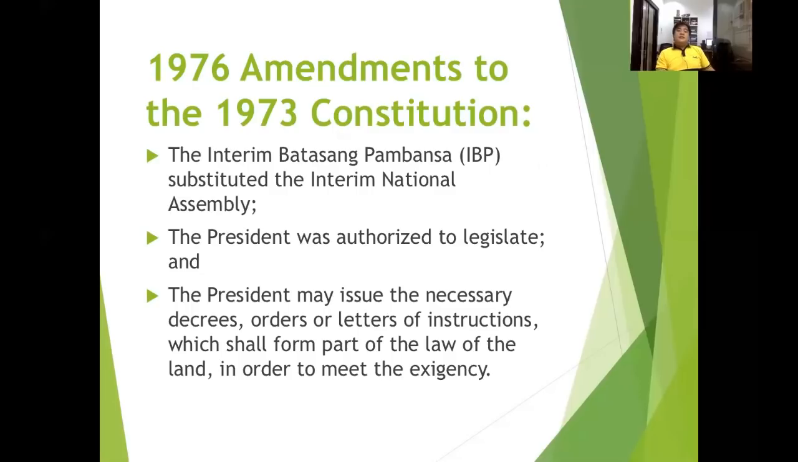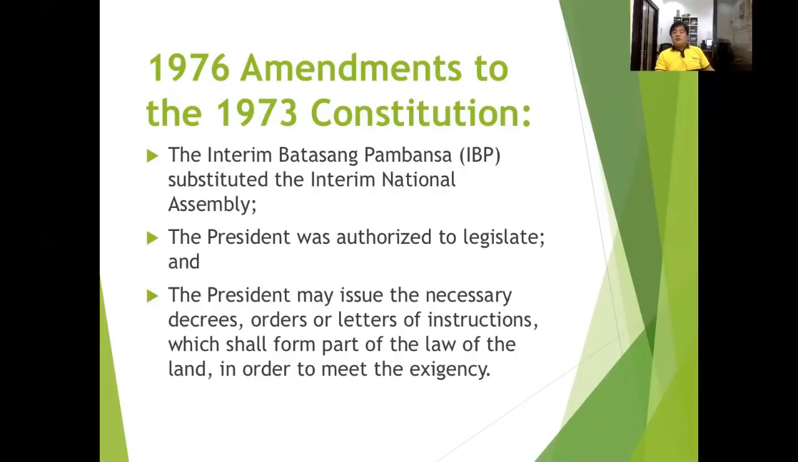So in the 1976 amendment to the 1973 Constitution, the president was authorized to legislate. Ibig sabihin, ang ating presidente ay pwede na siyang gumawa ng batas. So, because of that, nandyan yung mga batas natin na presidential decrees.